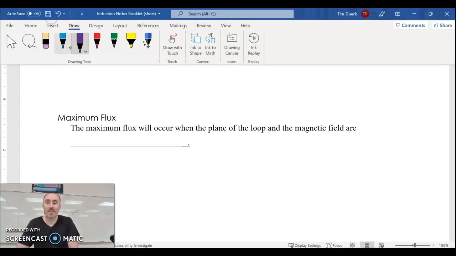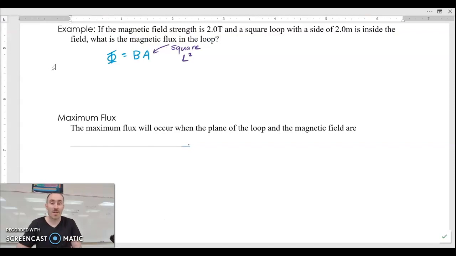So whenever you're figuring out the flux through a loop, you need to know what type of shape it is, and you need to input the formula for the area of that shape into the area spot. It's not often that it will tell you the area of the shape, but sometimes it will. Okay, so now we have flux is equal to the field strength, which is 2 Teslas, times the area of this square loop, which is 2 meters by 2 meters, so that's 2 meters squared, not 2 square meters, but 2 meters squared. Hopefully that makes sense. So then our flux is 2 times 4, which is 8 Webers.